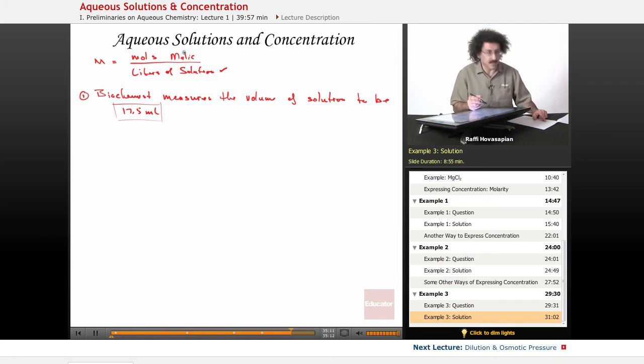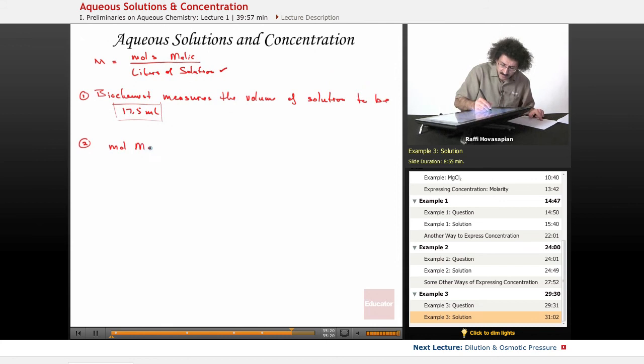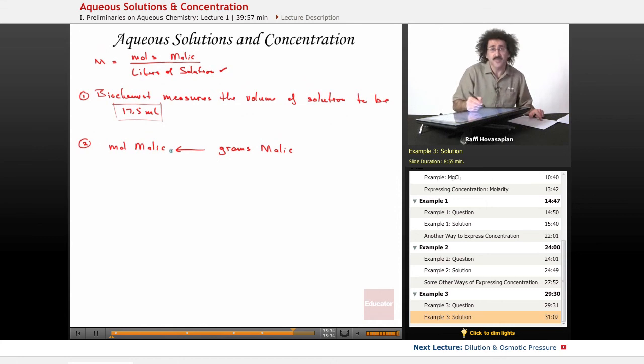Now we just need to find the moles of malic acid. Okay, so that's the second part. How do we find the moles of malic acid? Well, I need the moles of malic acid, and I know that I can get the moles of malic acid from the grams of malic acid, from the mass of the malic acid. And my conversion factor is the molar mass. Well, molar mass is easy. I just look it up.